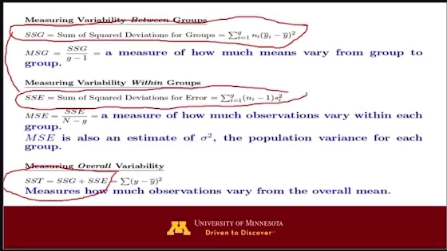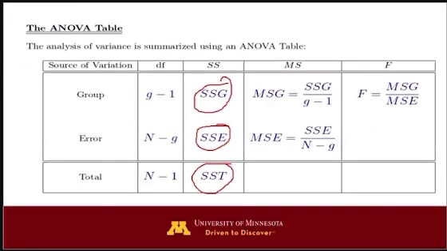The moment you get that, you already have all of this decided. You have this one now, you have that one now. And let me also tell you, this plus this is the same as this. And this plus this is the same as this. Look at that: when you add G minus 1 to N minus G, you get N minus 1. When you add SSG to SSE, you get SST. The moment the first two columns are well computed, the other columns will be easy.